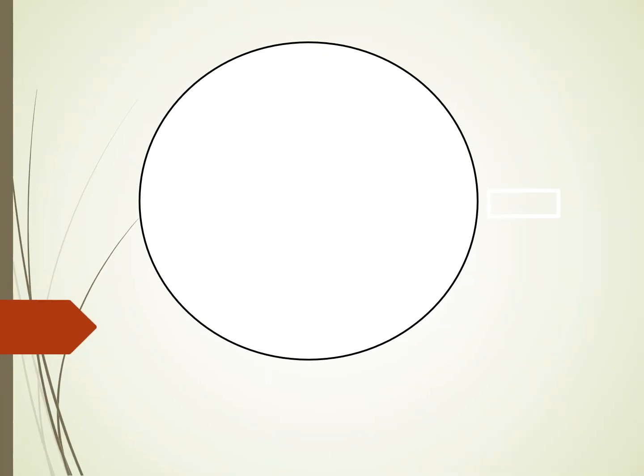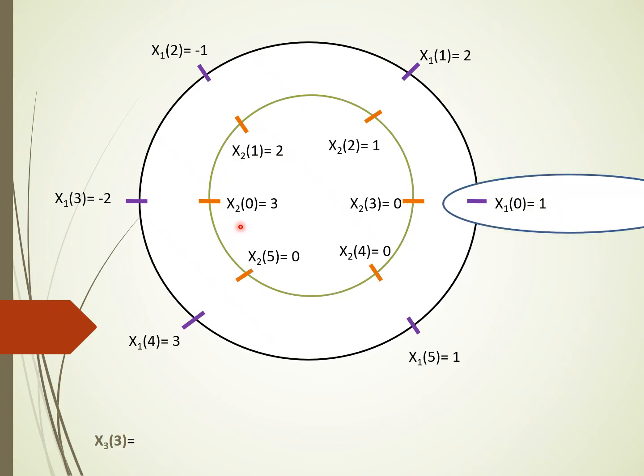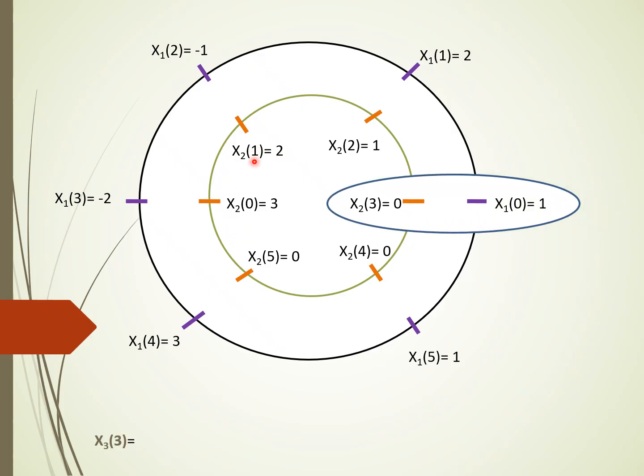Moving on to finding out the value of the next output sequence, which is x3 of 3. So retain the value of the outer circle as such. In the inner concentric circle, move the origin point 1 unit ahead. In the previous case it was here, and it is pushed ahead by 1 point. Place the subsequent values of x2 of n along the clockwise direction. So we will arrive at the value of x3 of 3.